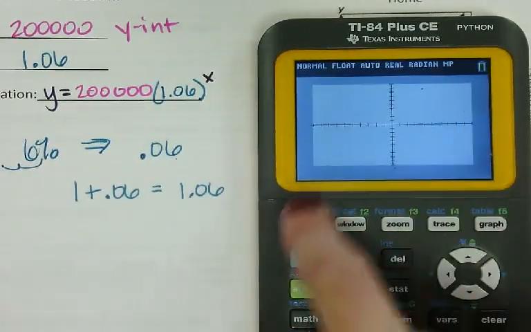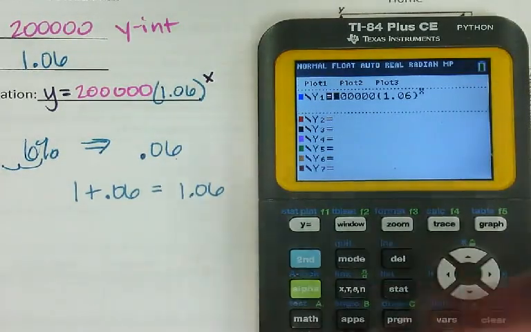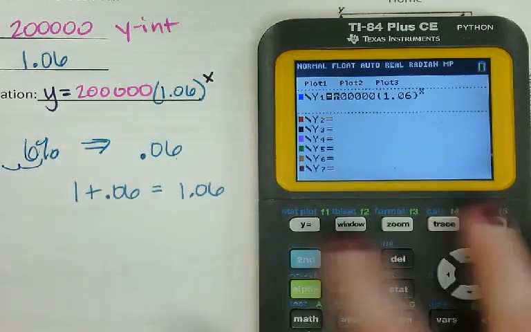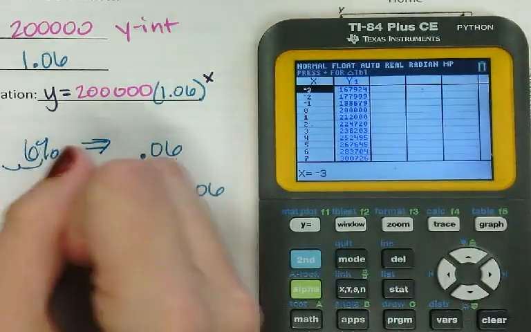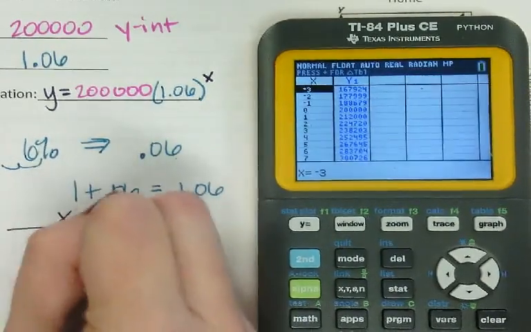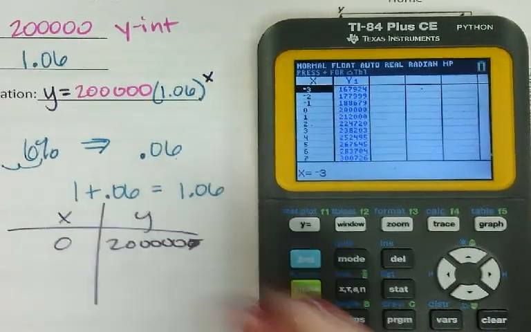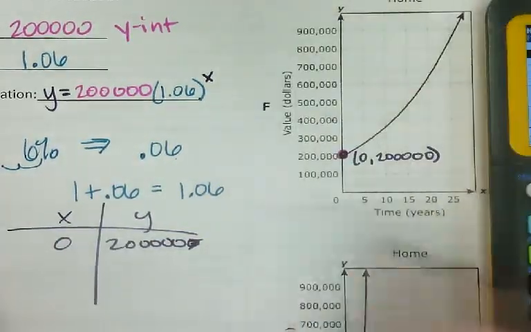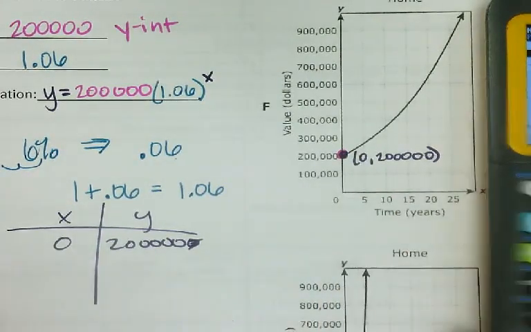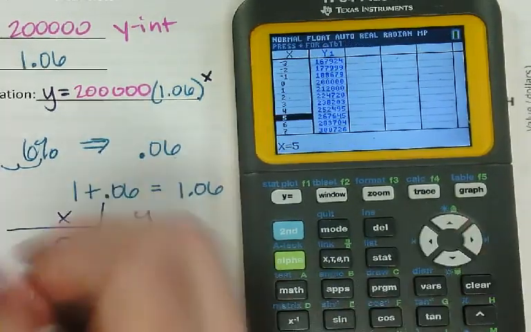So what can I do on the calculator? On the calculator, if the graph can't help me, what could possibly help me? The table. So we're going to jump to our table here. And we know that if we have our x and our y, it should be (0, 200,000). Oops, not 2 million, 200,000. Now, guys, what are my x's going up by each time? 5. So I'm not going to mess with the 1. I'm going to jump here to 5.